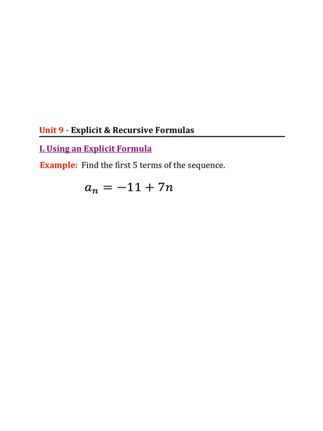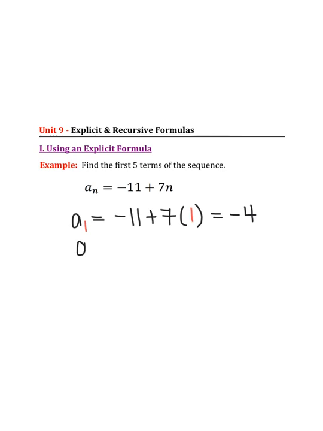So this first question asks me to find the first 5 terms of the sequence, and this is an explicit formula. So let me just start off here. I'm going to have a sub 1 is equal to negative 11 plus 7, and then because it's term 1, I'm going to put in a 1 for n. So grab your calculator, and if need be, we can calculate that. So this is then going to be equal to negative 4.